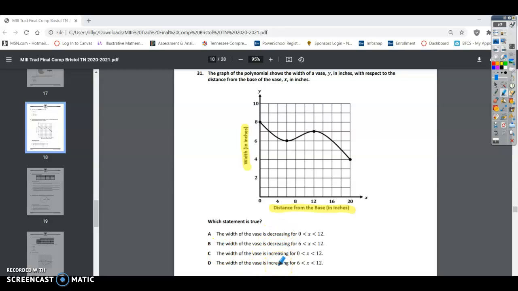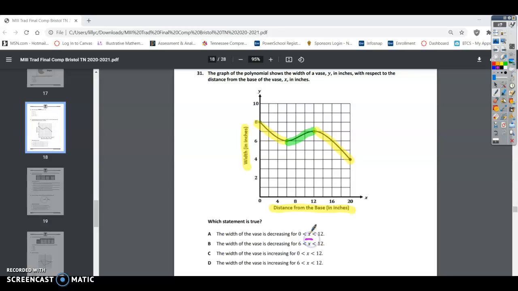All right, so let's examine the graph. From here to here, we can tell that the graph is decreasing. And then at this point, it starts increasing again. And then from here down, it is decreasing again. So if the graph is going down, it's decreasing. If it's going up, it's increasing. All right, so the width of the vase is decreasing from 0 to 12.